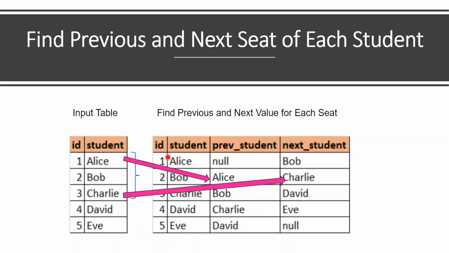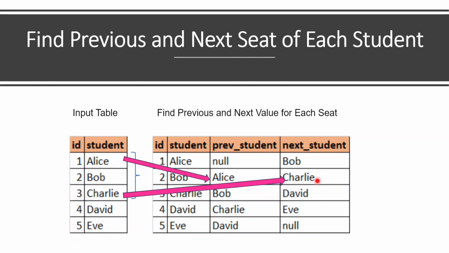At the end of that process, we will get output similar to this one. If you look at the second record, let's say Bob, what is the previous student for Bob? That is Alice. So we are going to create a column, previous student, that will hold the value Alice. And coming to the same Bob, what is the next student?